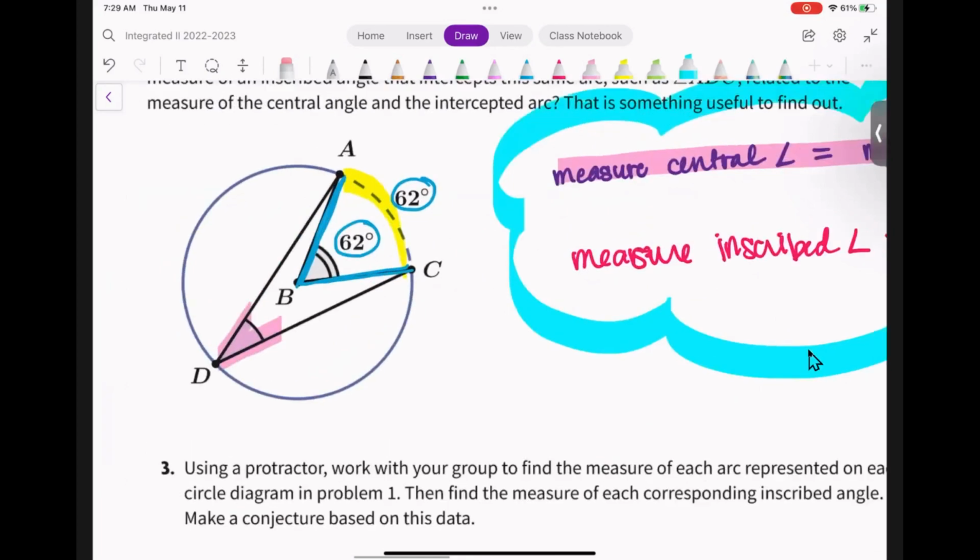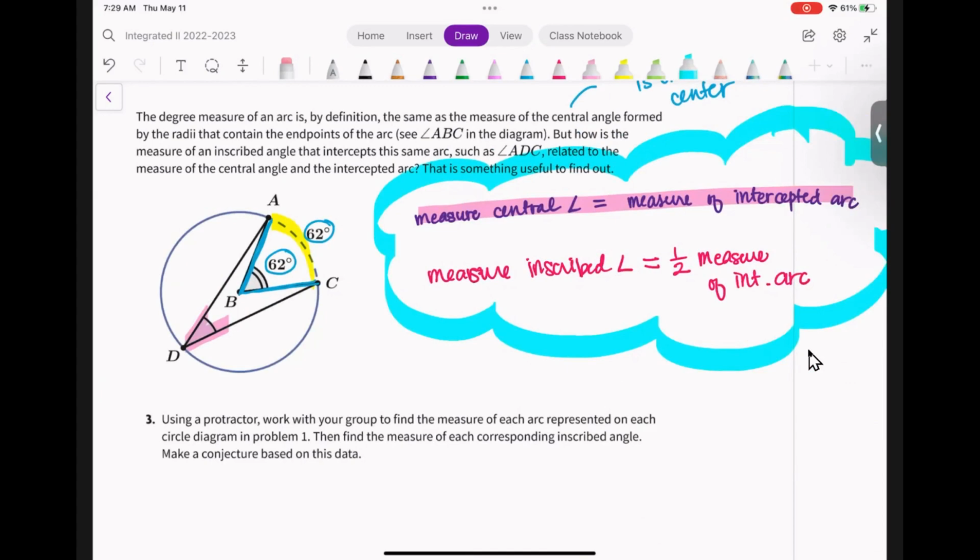So now you can figure out this measure back here. Well, if the measure of the angle is half the arc and the arc is 62, I'm going to put 62 here, take half of it, and that's the measure of that angle. So measure of angle D is half of 62, which is just 31 degrees. So this guy here, 31 degrees. So we're just going to take half of it every single time.